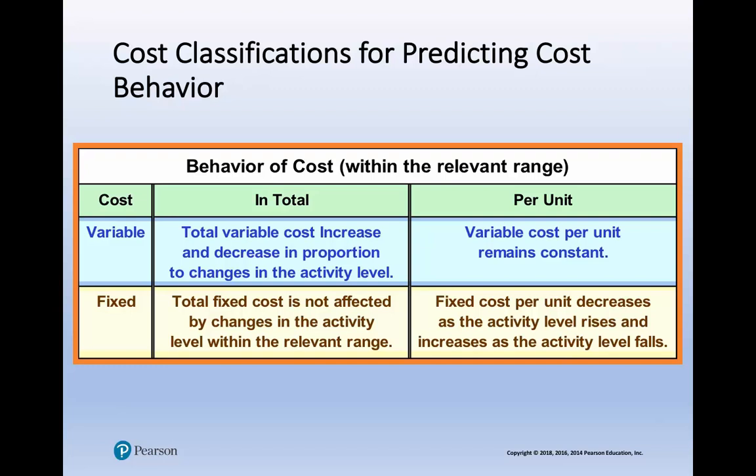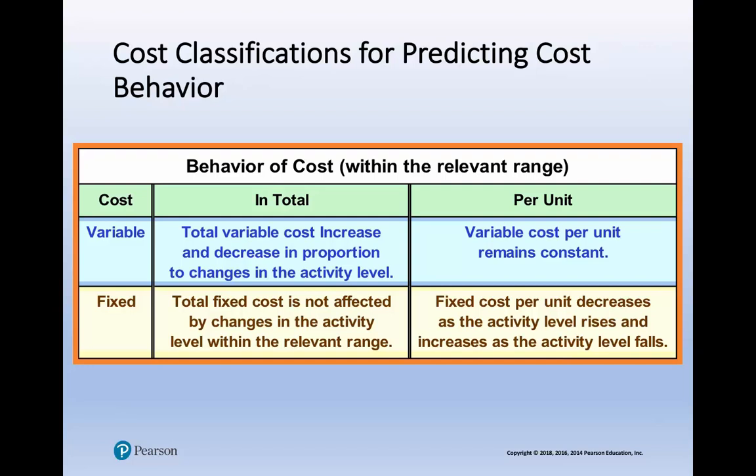So variable costs, in total, are going to increase or decrease in direct proportion to our change in activity level. However, on a per unit basis, our variable cost per unit is going to remain the same. It's a constant. If we think about variable costs, I like to use the example of a vending machine. I think everyone has used a vending machine. They've gotten a snack, or a soda, or, if you're at the bowling alley, a pair of socks from a vending machine.